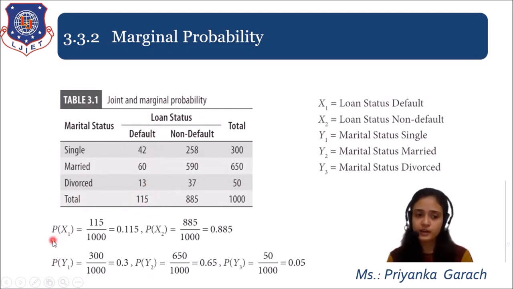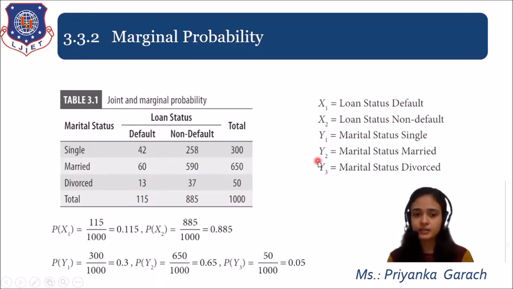So if I want to find out the probability of X1, then it will be the total number of observations in the default, that is 115, divided by the complete total number of observations, that is 1000. So I got the answer like this, that is 0.115.